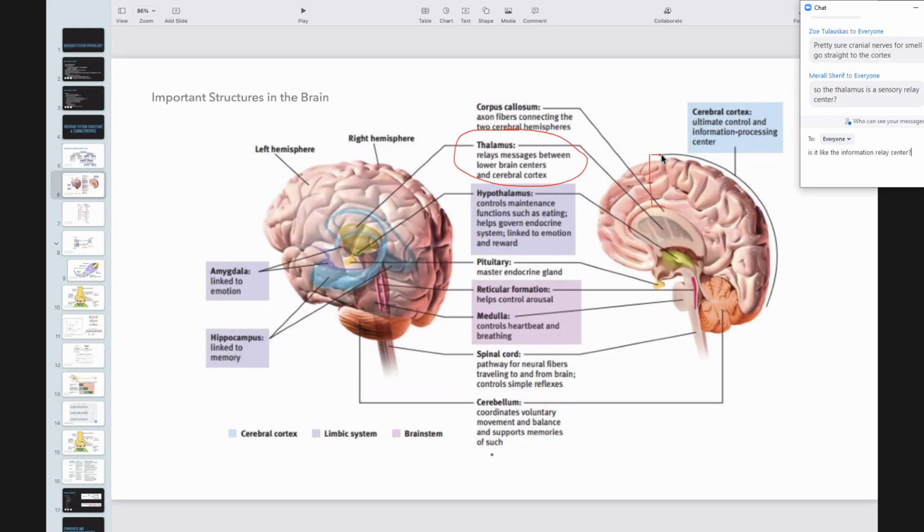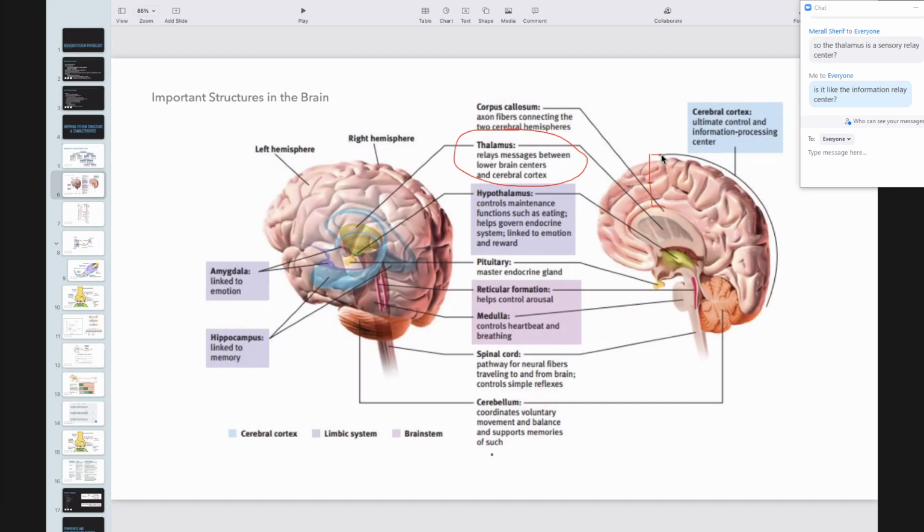Pretty sure cranial nerves for smell go straight to the cortex. They might. There are 12 cranial nerves. You don't need to know the specific cranial nerves. I think smell might be cranial nerve 3, or it's one of the first 2 cranial nerves. You don't need to know those. You don't need to memorize them.